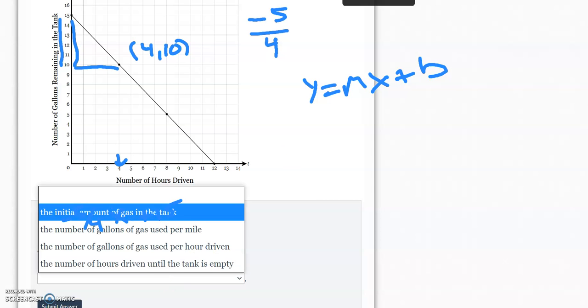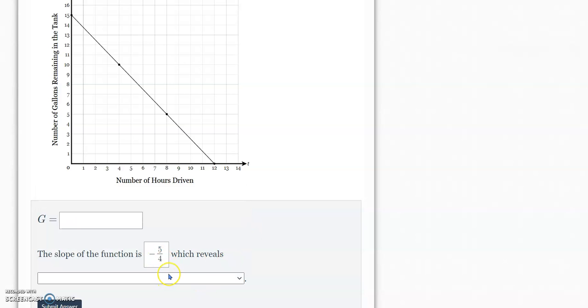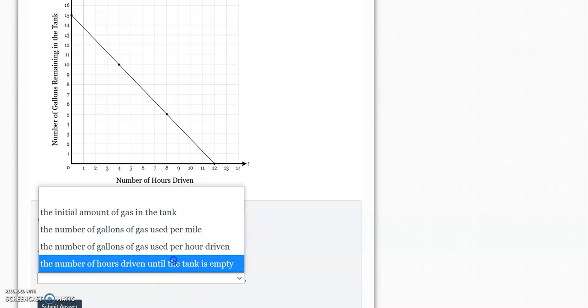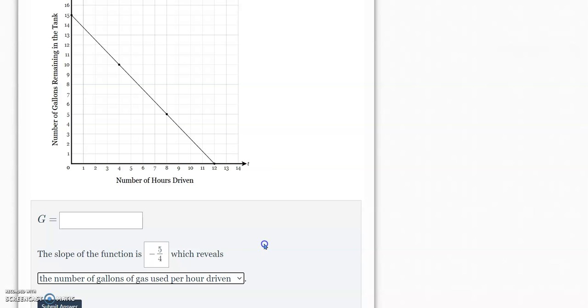Let me clear that screen. It got a little cluttered. So what does that mean when we come down 5 over 4, -5/4? Well, that is the number of gallons of gas used per whatever the x-axis is. Looking at the x-axis, it looks to be number of hours, so we're going to go per hour on that one. A little bit tricky here, but I have a feeling you'll be able to do it.